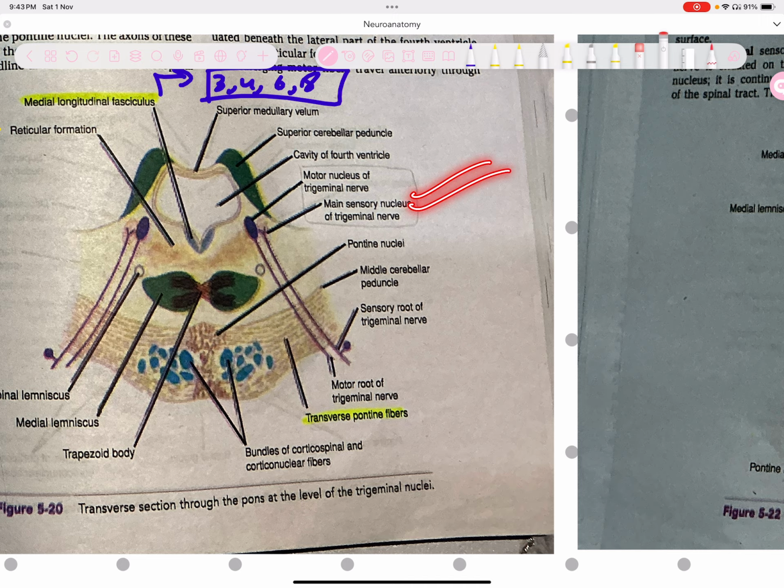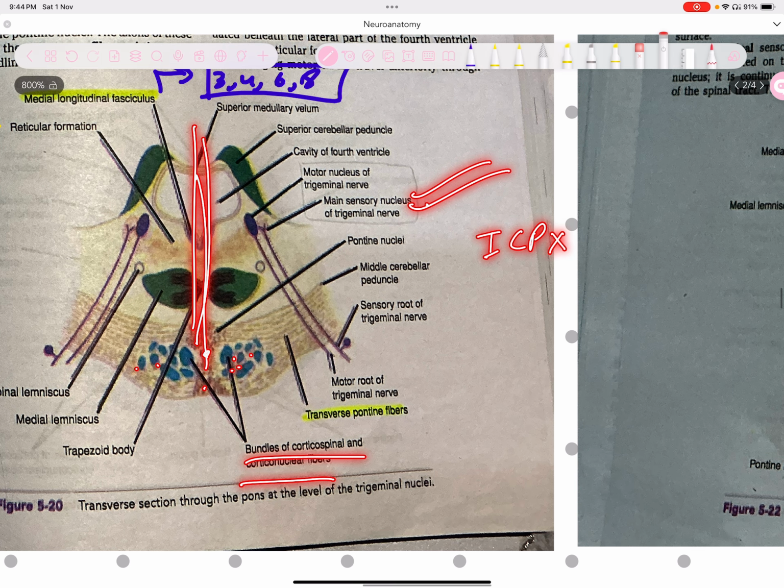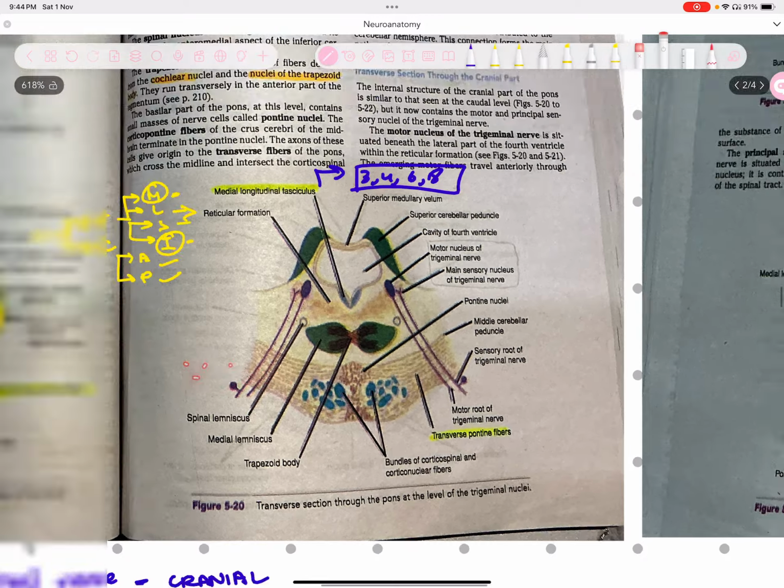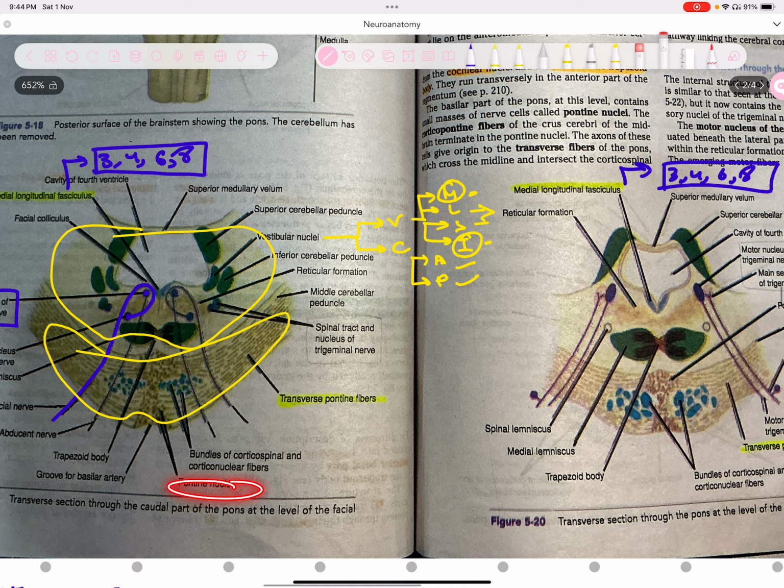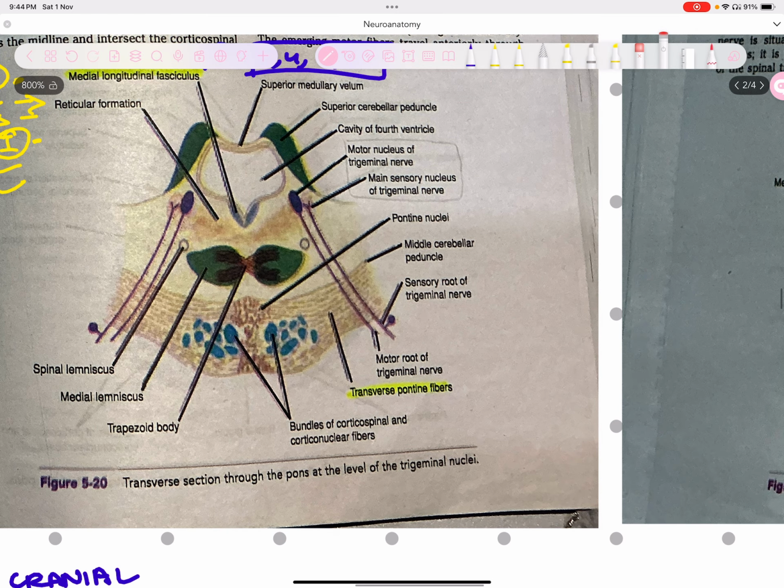So that's another difference. One was that you cannot see the inferior cerebellar peduncle, and then this is the other difference, right? And then the same thing, corticospinal fibers, they come here, they terminate at the level of the pontine. So see, bundles of corticospinal and corticonuclear fibers come here and terminate at the level of your pontine nuclei. The pontine nuclei are not labeled here, but they are here, right? And then they travel transversely. So you have transverse pontine fibers.